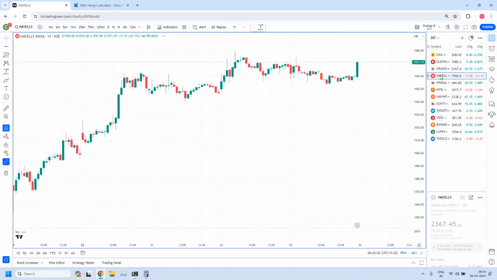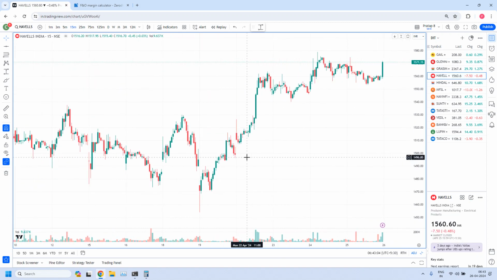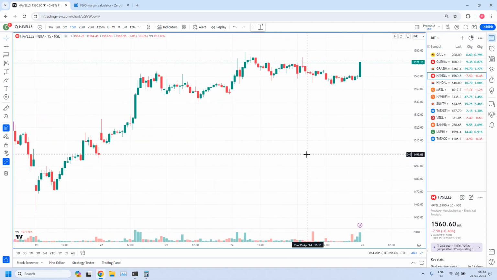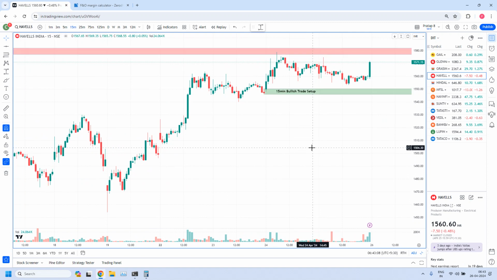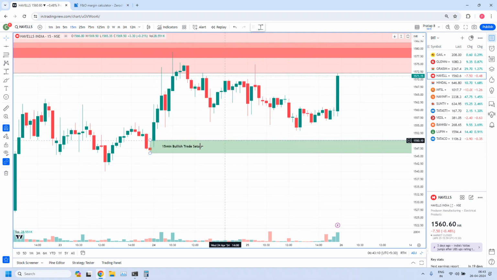Look into the next stock, Havells. Havells India is also a bullish trade setup. See here, we have drawn it; yesterday prices came very close, but not into the entry buffer area. Definitely, we would have missed this trade. Okay, no problem, we missed it. We have other stocks. Look into the next stock.